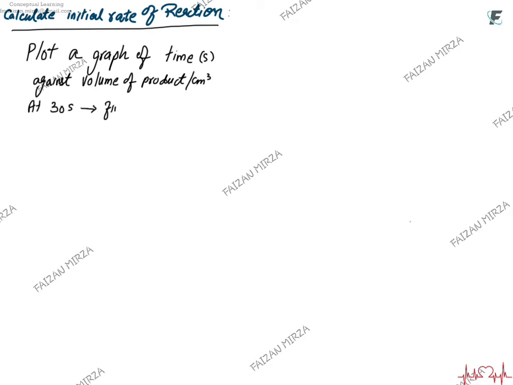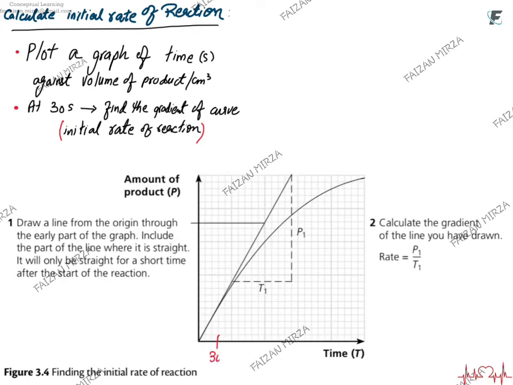This is what I've just discussed here. You just plot a graph of time against volume of the product per cm cube at 30 seconds. So you just find the gradient of the curve. This gives you the initial rate of reaction. And you can just see this from the graph as well. The rate of reaction is fastest in the initial few moments of the graph.